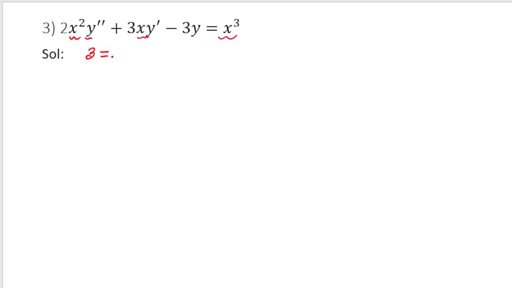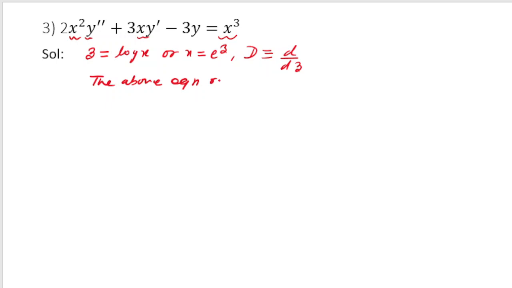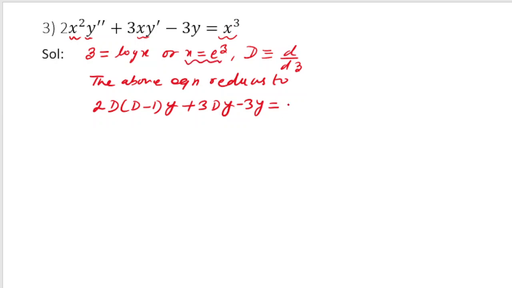So what we do, we make the transformation, that is z is equal to log x, or x is equal to e to the power z, and I will write the capital D, now defined as d by dz. So the above equation reduces to 2 times D into D minus 1 y plus 3Dy minus 3y is equal to, and why I was writing that, it should be clear, x cube, so it will be e to the power z cube, meaning e to the power 3z.